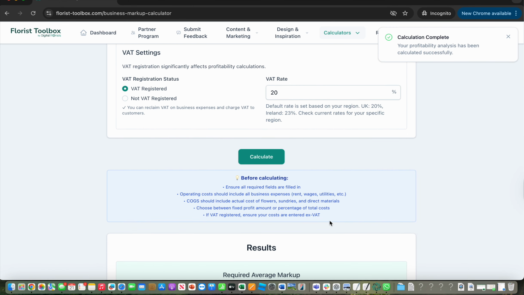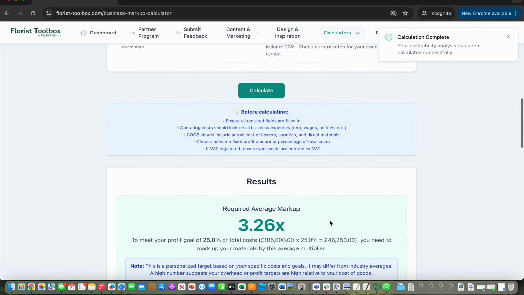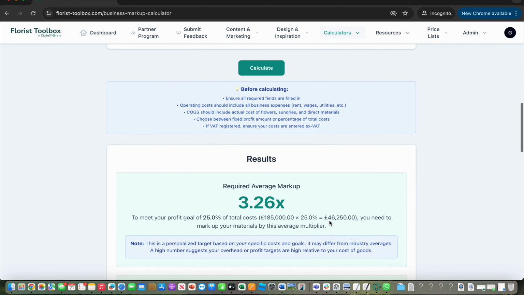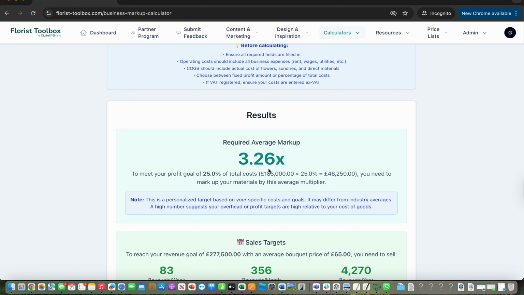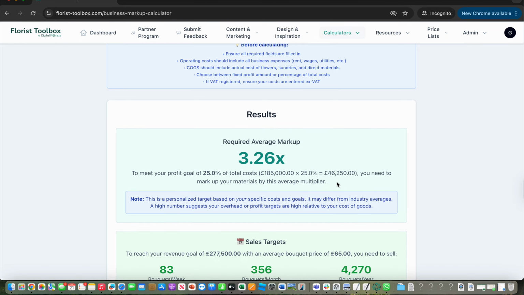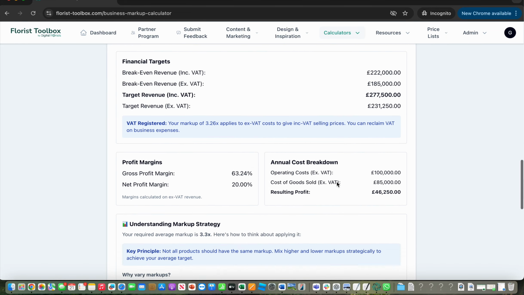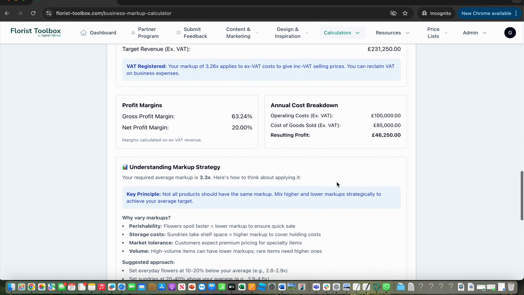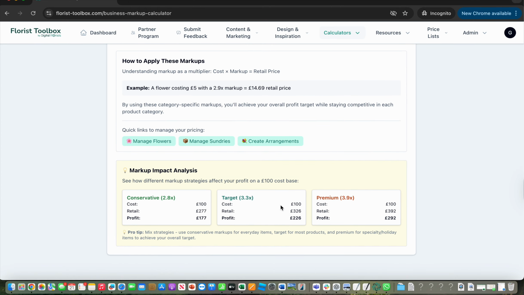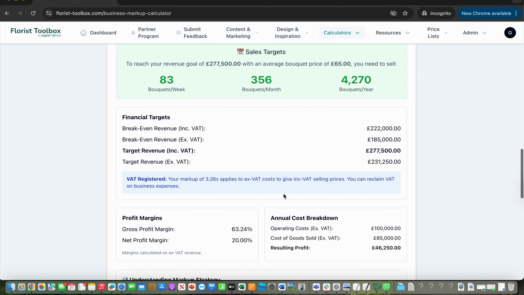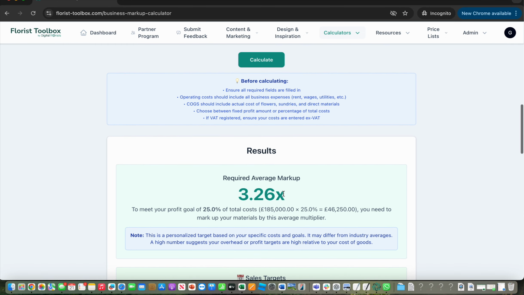It does give all the workings out on what it's doing here, so there is lots of stuff for you to read there. It has spat out that if you want to achieve that amount, you need to put on a 3.26 markup, which would give you this 46,000 in profit. Then if you scroll down to the bottom, it gives some ideas of different markups you can use, because obviously that is an average markup. Some things you'll mark up more, some things you'll mark up less.